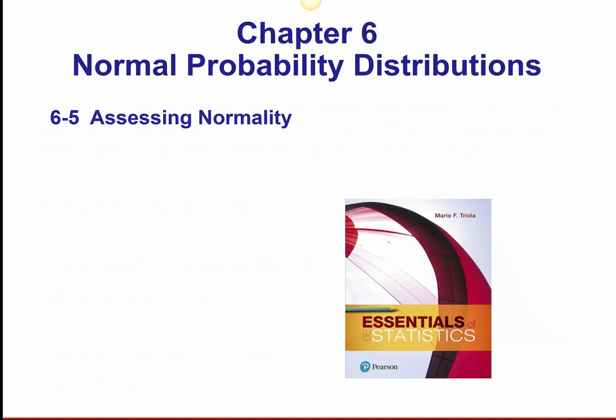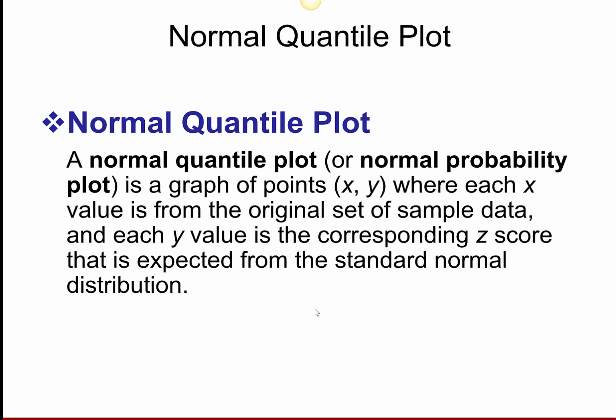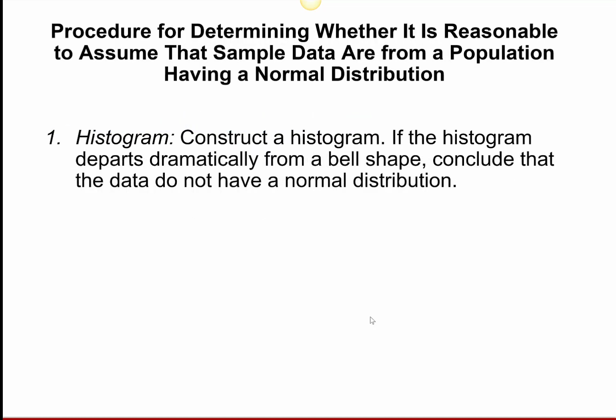Now the last section in Chapter 6 covers assessing normality. We mentioned before that we want to know if there's an underlying normal distribution, and there are two ways to look for that. We could do a histogram, or we could do what's called a normal quantile plot. A normal quantile plot, or normal probability plot, is a graph of the points where x is the value from the original set of data and y is the corresponding z-score that would be expected from a standard normal distribution. So what can you do to determine whether the data comes from a population that's normally distributed?